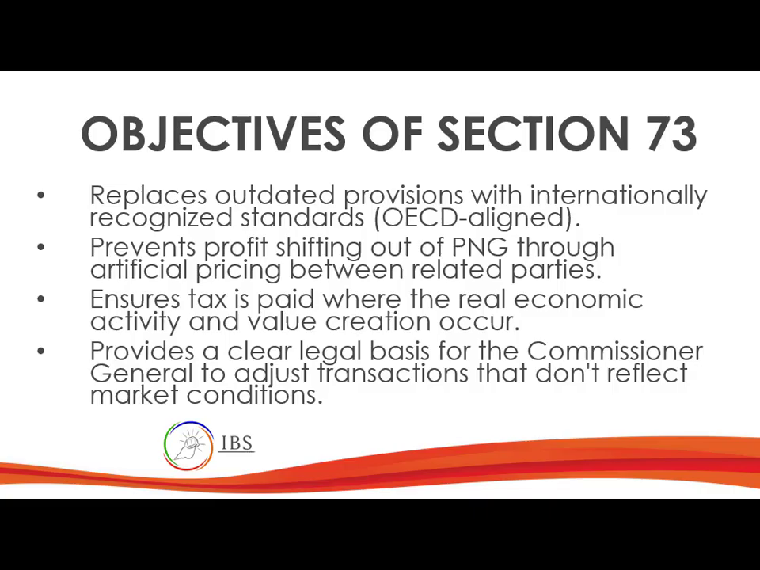Section 73 of the new ITA, 2025, replaces outdated provisions with internationally recognized standards, as I mentioned to you, OECD aligned. It prevents profit shifting out of PNG through artificial pricing between related parties and ensures taxes are paid where the real economic activity and value creation occur. What does it mean? Previously, they would say, we are only a branch, so we are reporting our profit to headquarters or the head office. Got it? So they would say, you cannot tax us. You can tax our remittance around 15%, but our profit is shifted to the head office. That is what they did before.